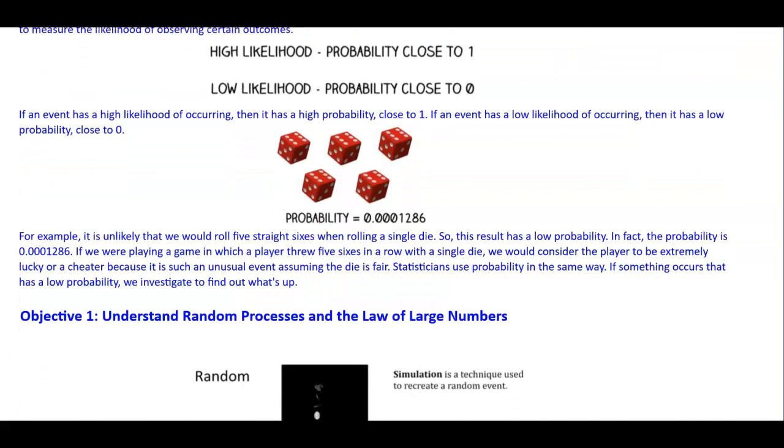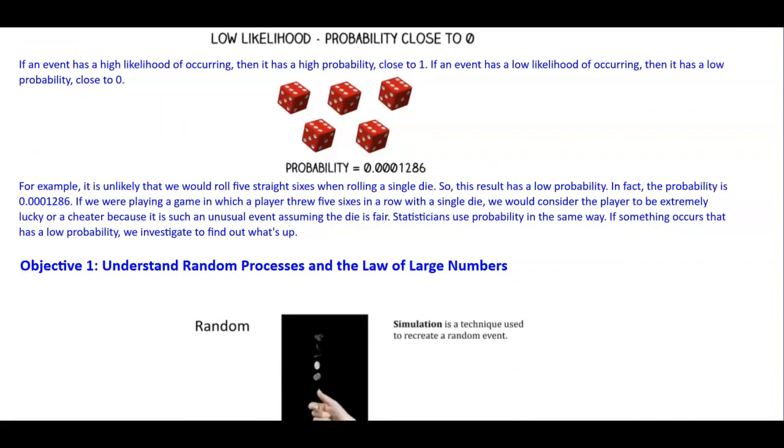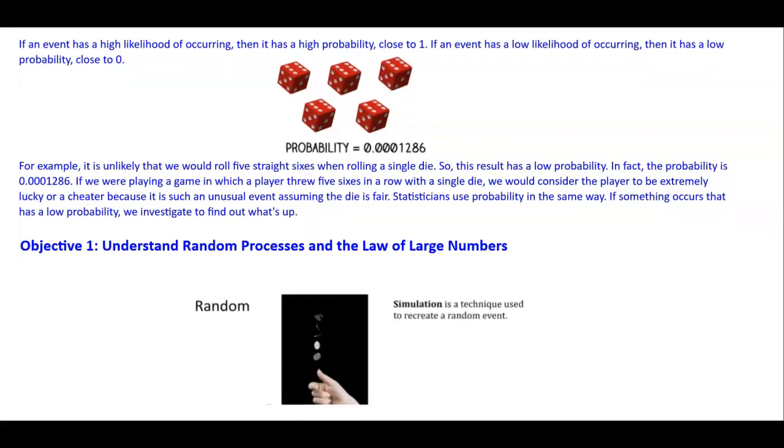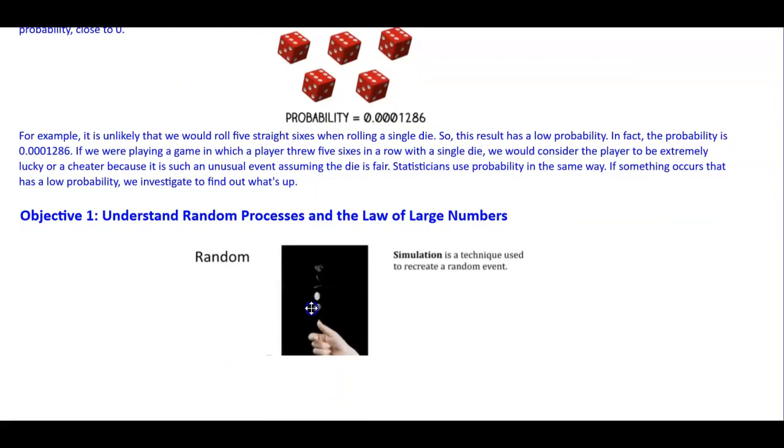Objective 1. Understand random processes and the law of large numbers. The word random suggests an unpredictable result or outcome. Predicting outcomes while facing uncertainty is rather challenging. For example, it would be difficult to predict whether the outcome of flipping a fair coin would be heads or tails from one flip. However, if we flip a coin many times, we may be able to determine the long-run proportion of times a head is observed.